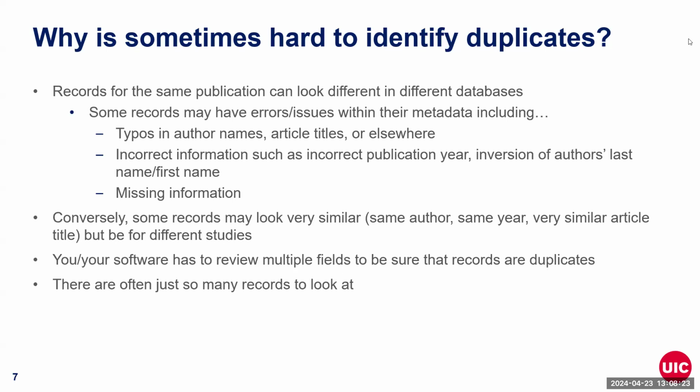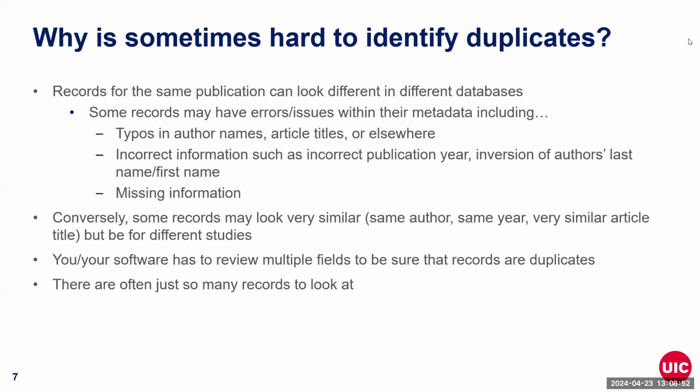Conversely, some records may look very similar: same author, published in the same year, very similar article title, but be for different studies. People often publish a lot, and their research agenda means that the specific titles sometimes look quite similar between them. So it might be easy to say, oh, it's Smith's 2017 on diabetes and nutrition. Again, yes, but it's a different study. They're different records.